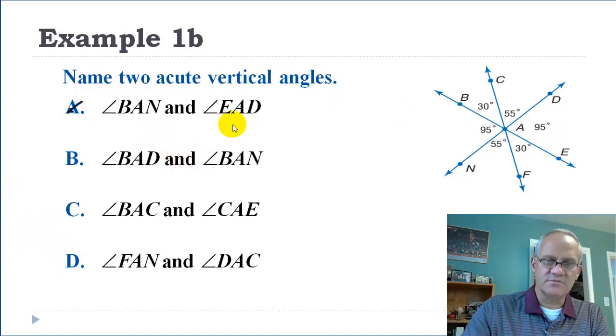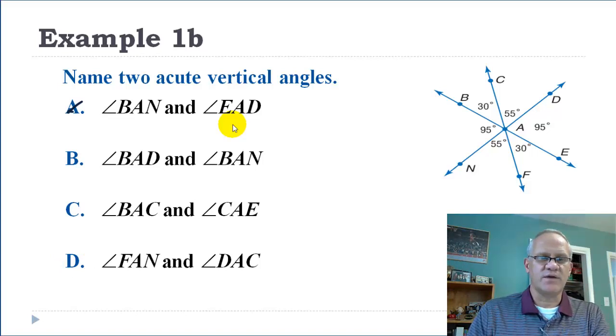Oh, rats! You saw the answer already. The bouncing magical red ball came in early. Okay, well, you know what it is. So let's just quickly go through here and talk about why these other ones are not. BAD, it's these two together, which is 85, and BAN is 95. Those are not even vertical. They're adjacent, but they're not vertical, so that's why it's not that one.